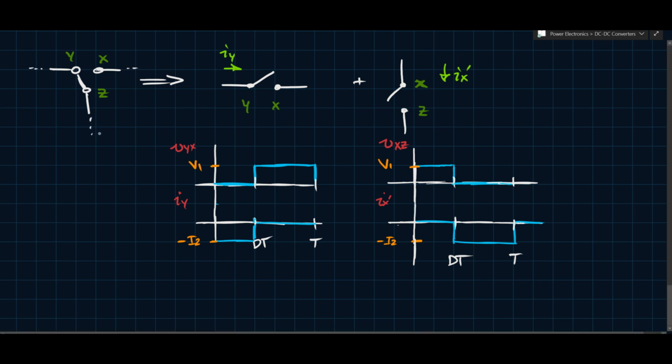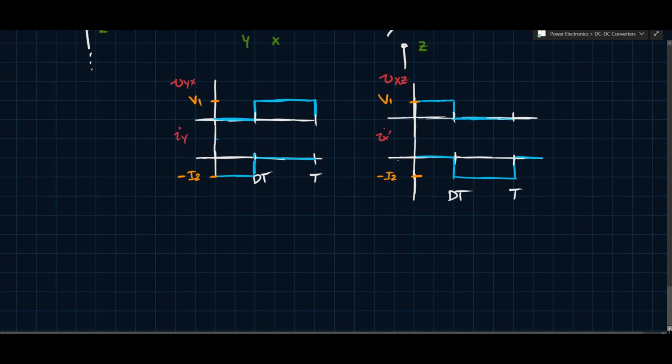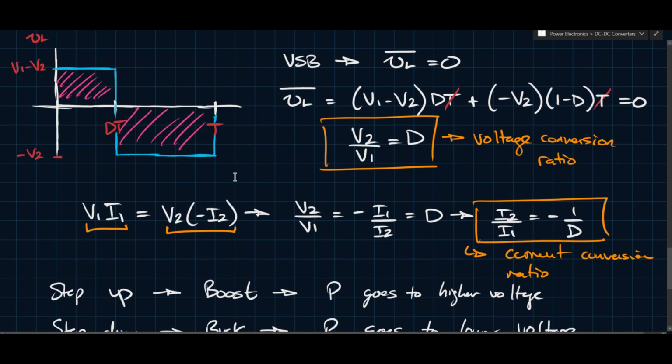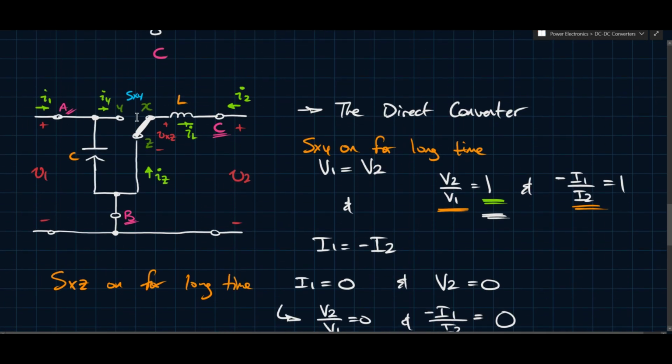So if we consider the direct converter, because again this is still general, this is a decomposition of the switches, operating as a buck converter, that means power is going to flow from a higher voltage to a lower voltage. That's the definition of a step-down converter. It steps the voltage down. So V1 is going to be higher than V2. Let's say V1 is greater than V2.